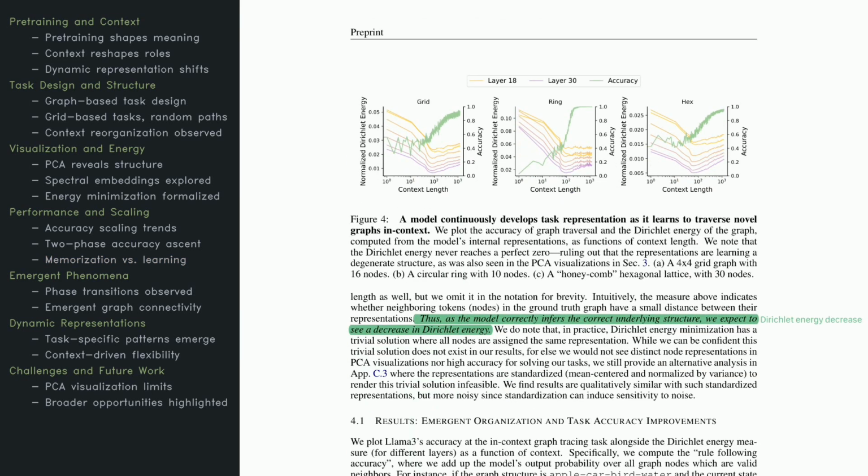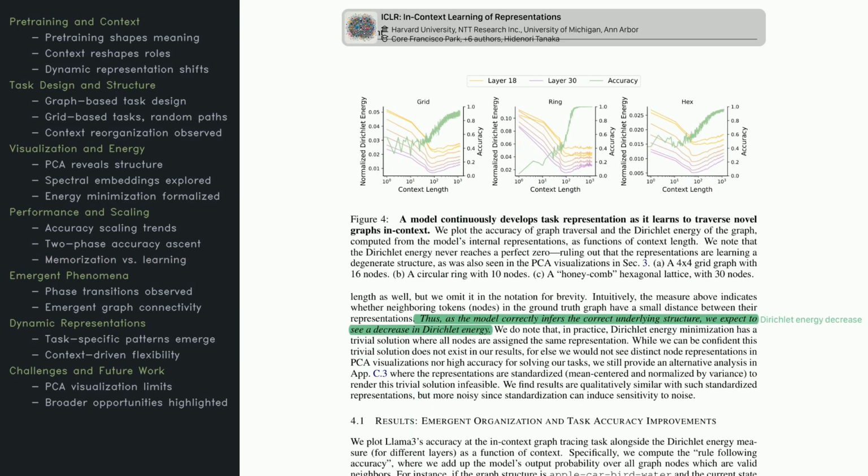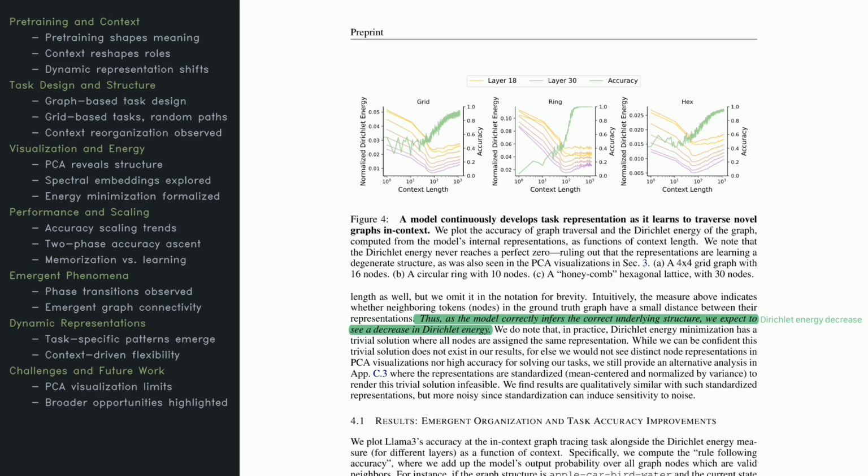Now, the authors look at different graphs, like a square grid, a ring, and a hexagonal lattice, and ask, how do model predictions and Dirichlet energy change as context length increases? If you check out Figure 4, you'll see that with more context, the model's accuracy at predicting valid next steps in the graph goes up, while the energy goes down. That's consistent with the model learning and internalizing the graph structure.